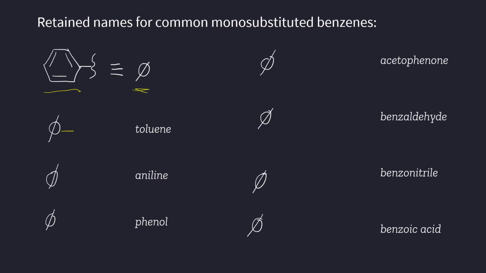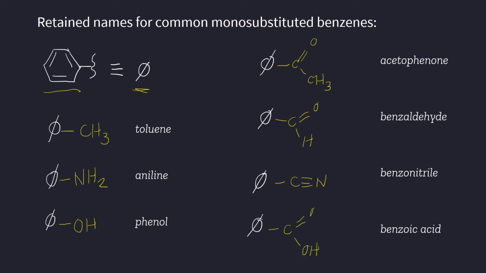If we have a methyl group, that molecule is called toluene. If we have an amino group, it would be called aniline. If it has a hydroxy group, that is phenol. A carbonyl group with a methyl group attached to it, we call that acetophenone. With an aldehyde group, as before, we've called it benzaldehyde. If it has a cyano group or a nitrile group, it's called benzonitrile. And if we have a carboxylic acid group, it's called benzoic acid.